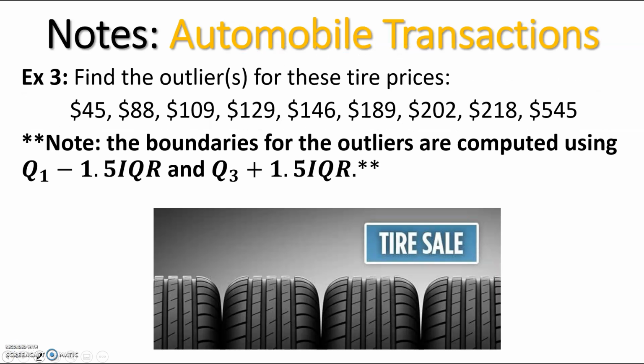Example 3. Find the outliers for these tire prices. $45, $88, $109, $129, $146, $189, $202, $218, and $545. Now note, the boundaries for the outliers are computed using the formulas Q1 minus 1.5 times the IQR and Q3 plus 1.5 times the IQR.